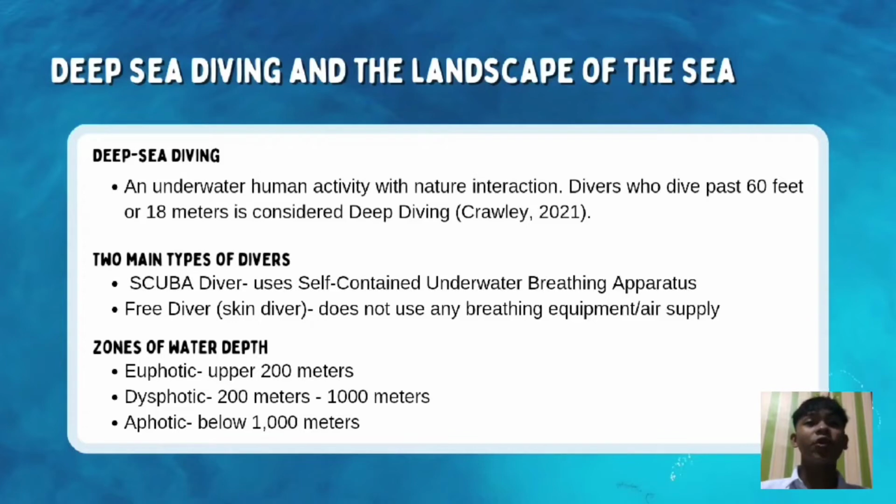Second is the dysphotic zone or twilight zone. It is the area of the ocean between 200 meters and 1,000 meters, or 656 feet to 3,280 feet. Unlike the diaphotic zone, plants rarely survive in this area of the sea due to the insufficient amount of light that penetrates from the sun. The density of this zone is higher than at the surface. This is the zone that divers rarely reach.